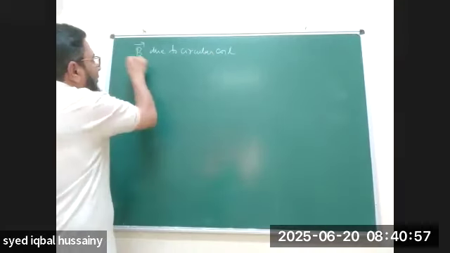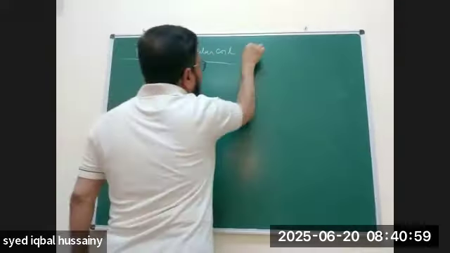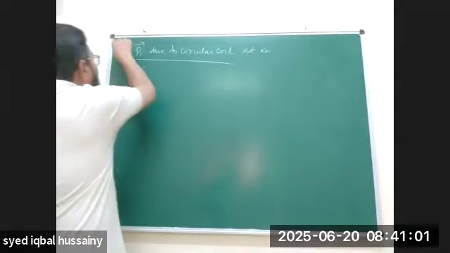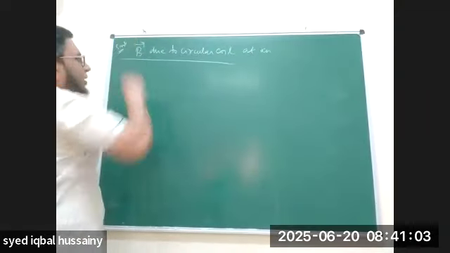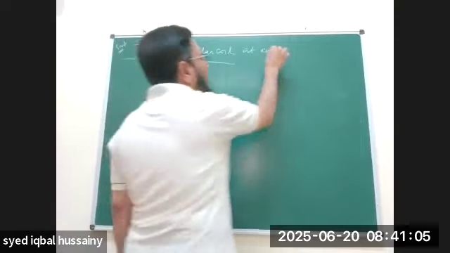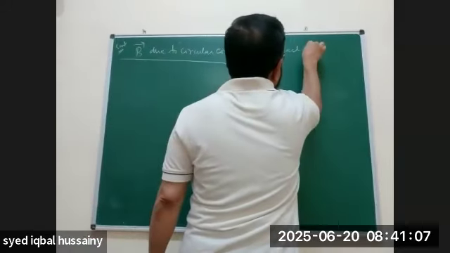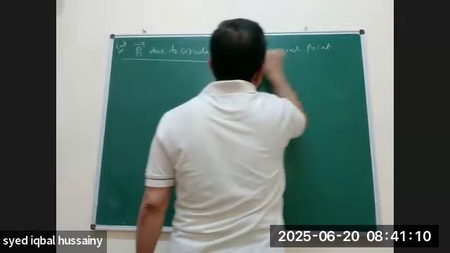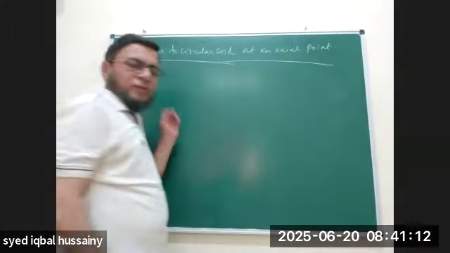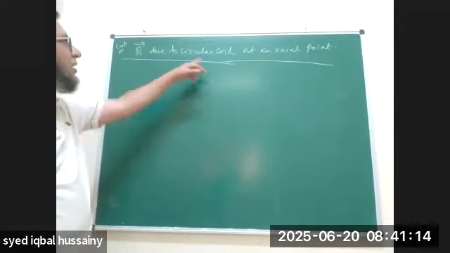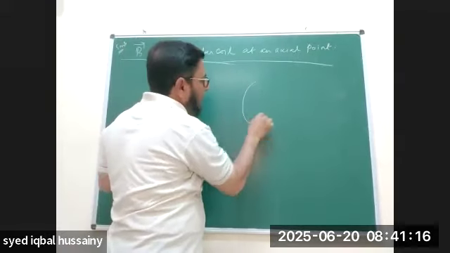Due to the circular coil, the magnetic field is circular, axial. This is the final question. Final board question: axial point. So first we should know the circular coil. They are saying circular coil, so we take the circular coil.